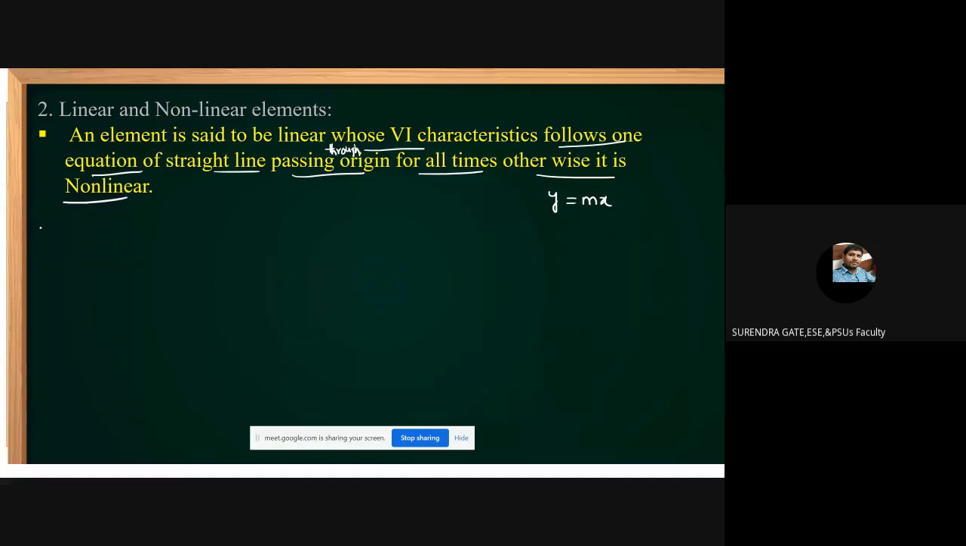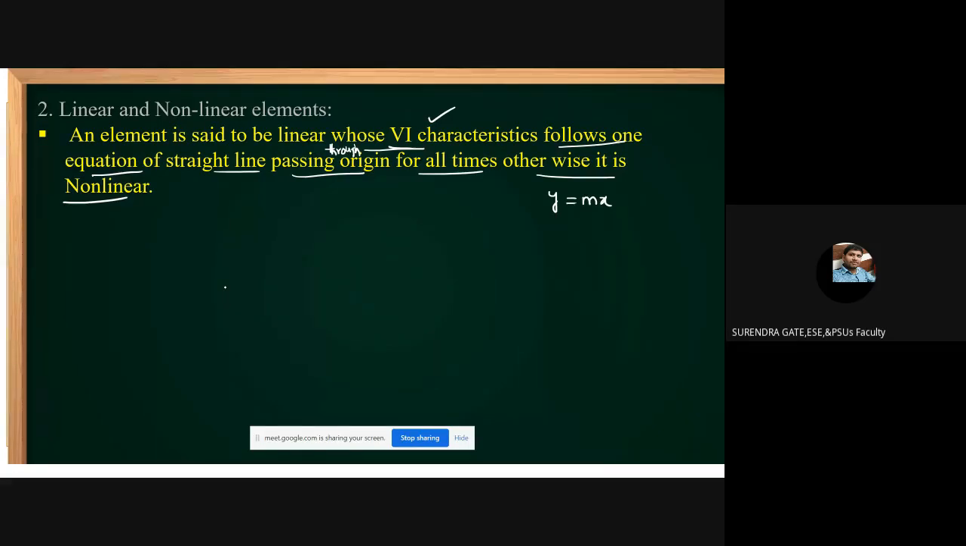Now see some examples here. There is also a mathematical concept, but this statement I have given is according to VI characteristics. With respect to VI characteristics, if any VI characteristics are given, how to identify whether it is a linear or non-linear element? If it satisfies only one equation of straight line passing through origin, then it is a linear element. Otherwise, it is a non-linear element. Like that, we can identify.